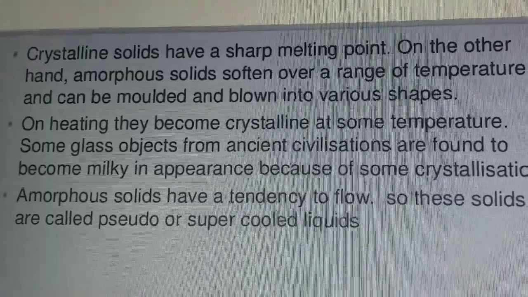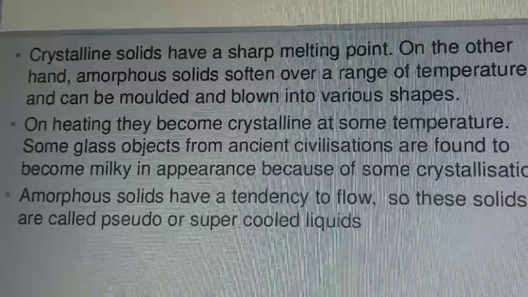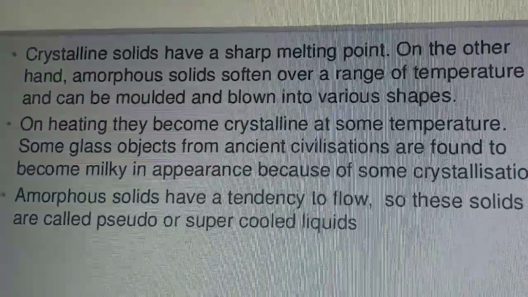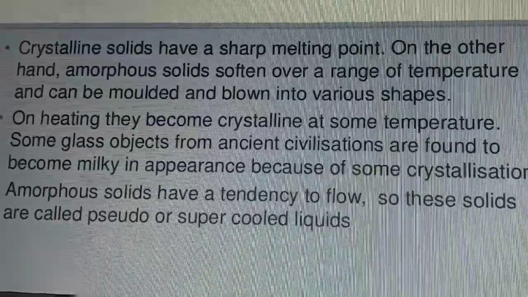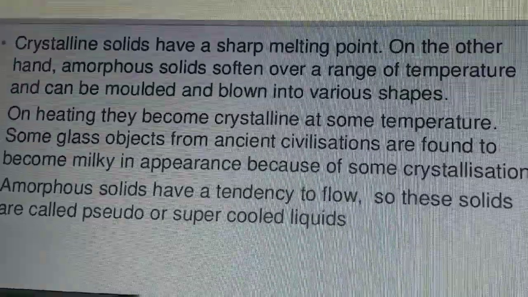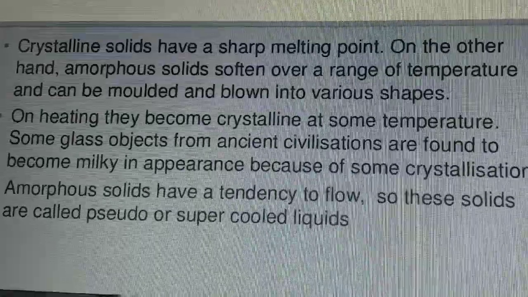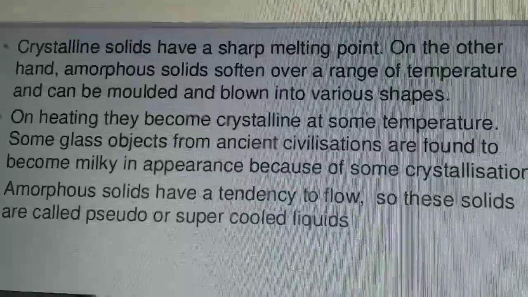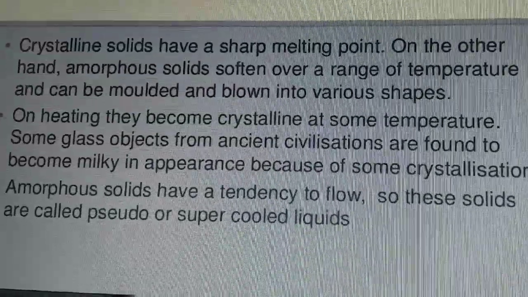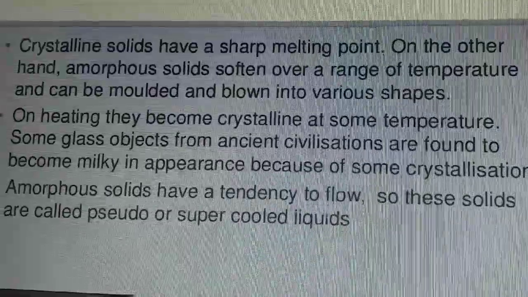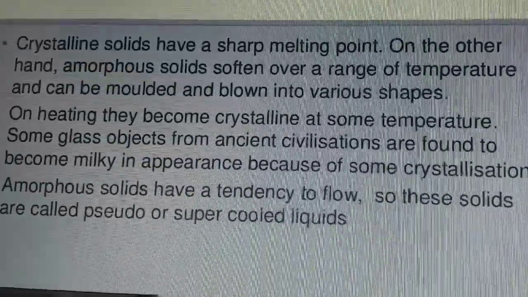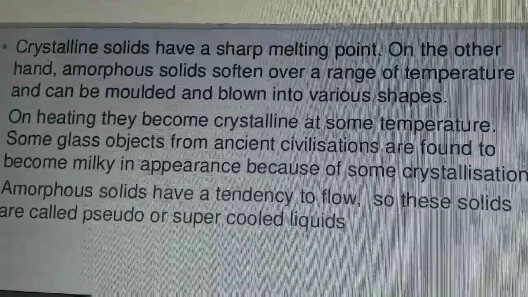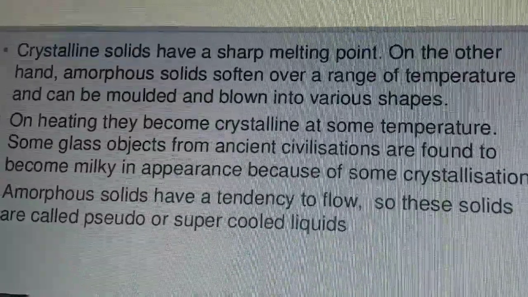But amorphous solids don't have a sharp melting point. On heating, they become crystalline at some temperature. Even some amorphous solids, if you take and heat them, become crystalline at some temperature. Such substances we call crystallites. The crystalline portion of an amorphous solid is called a crystallite. Some glass objects from ancient civilizations are found to look milky in appearance because of some crystallization.